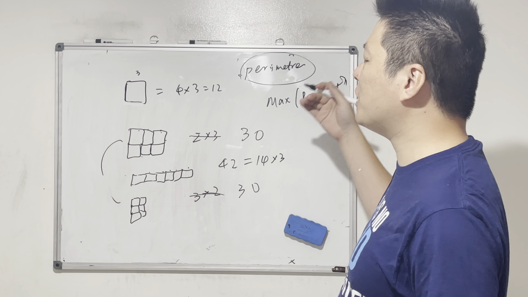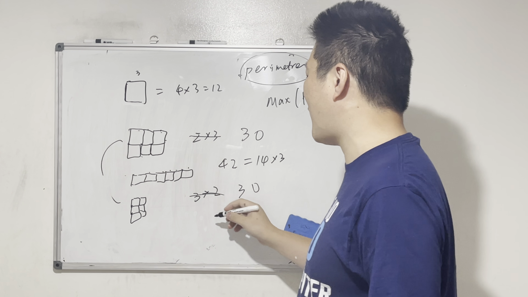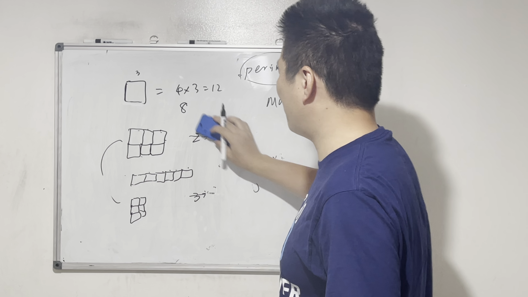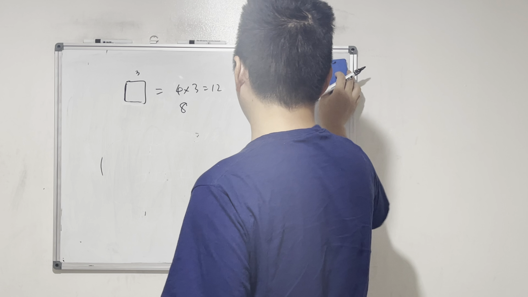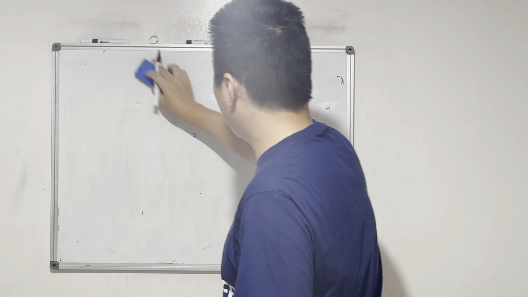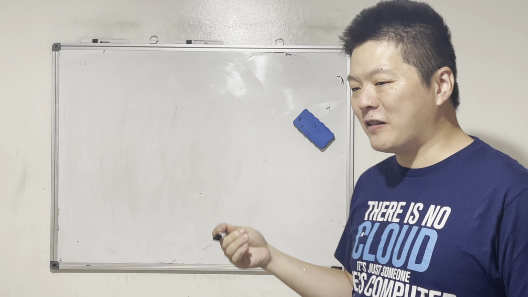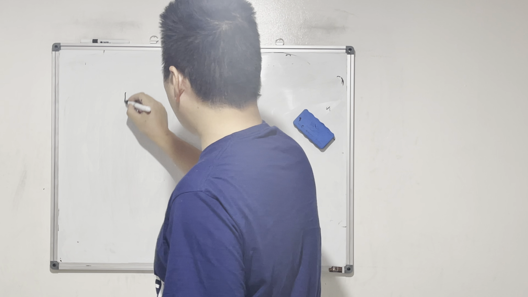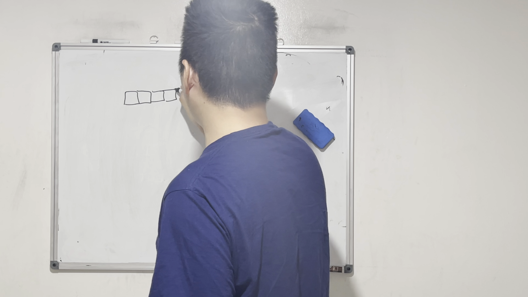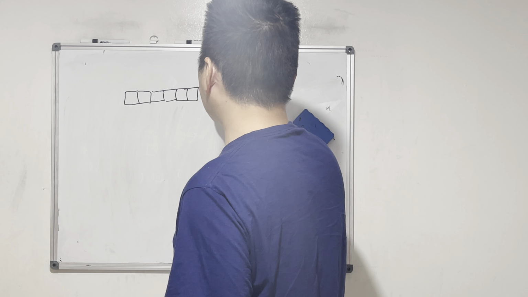And how about if I tell you there are 8 squares, what's the maximum we can get? 1, 2, 3, 4, 5. So what's the strategy of this? If there are n squares, how do we put them? We just put them one by one in a line, right? Why is this optimum?